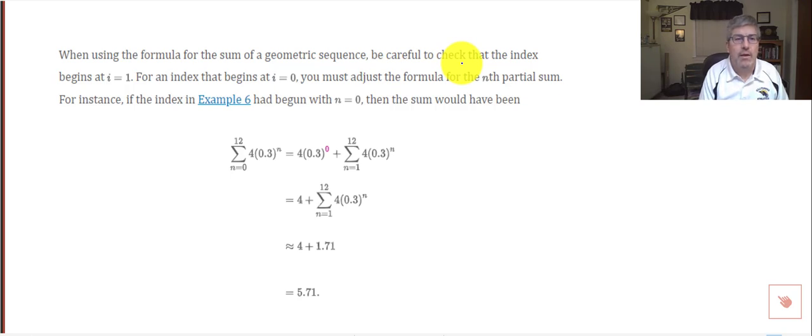When using this formula for the sum of a geometric sequence, we need to be careful to check that the index begins at i equals 1. Sometimes, as you see down here, we'll have n or i equals 0. Then you've got to adjust the formula for that first partial sum.